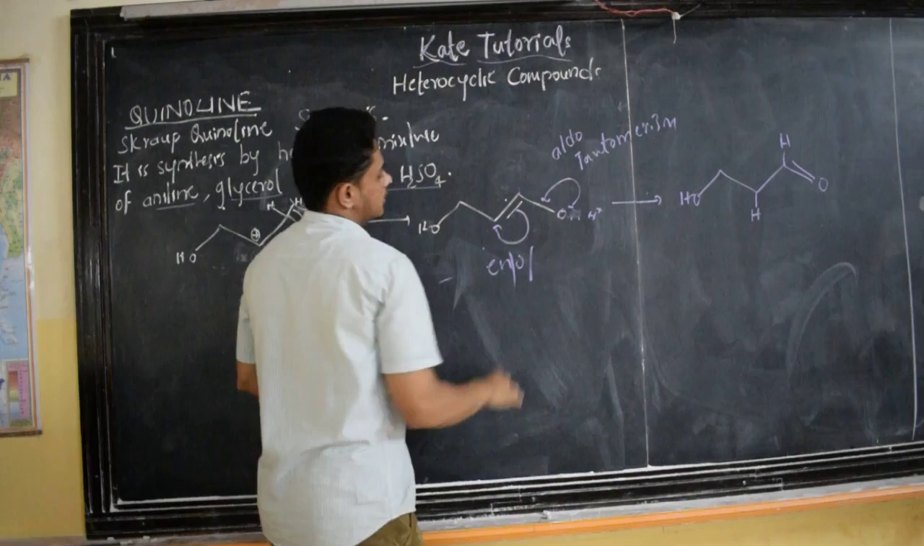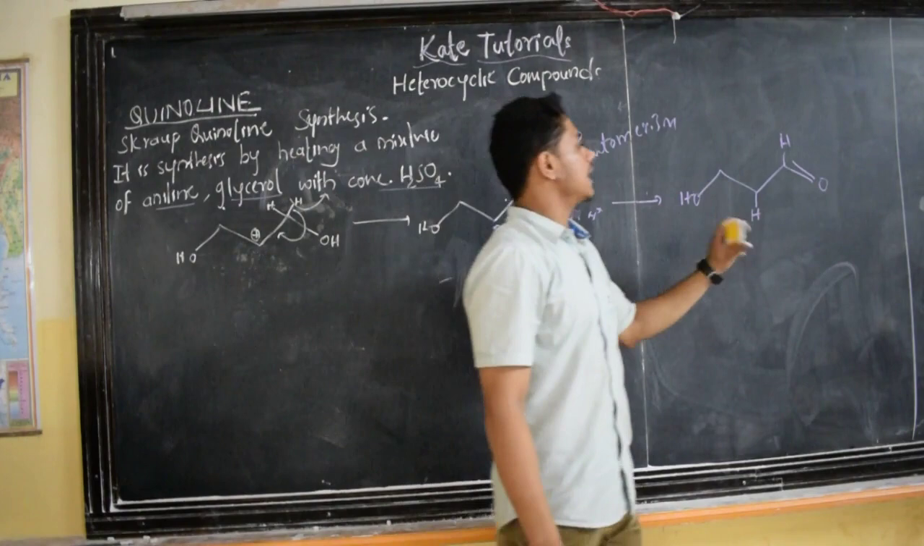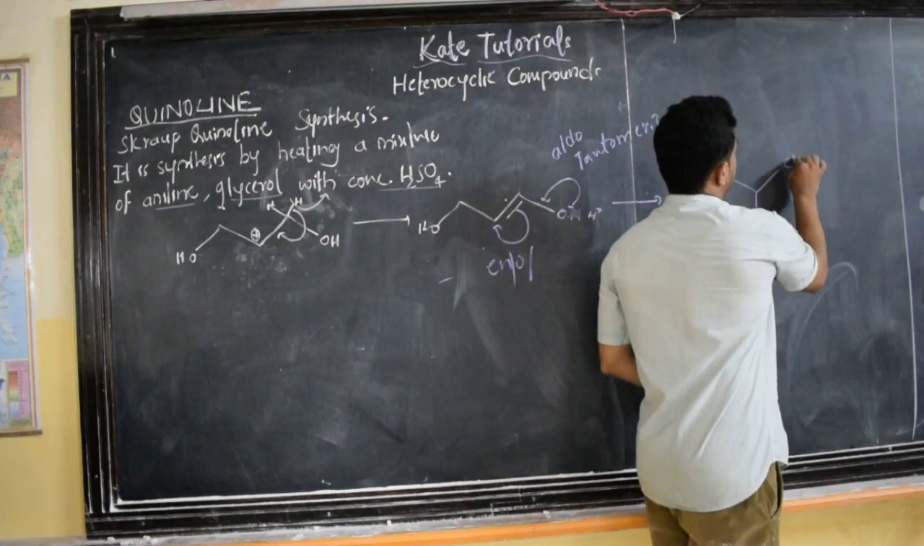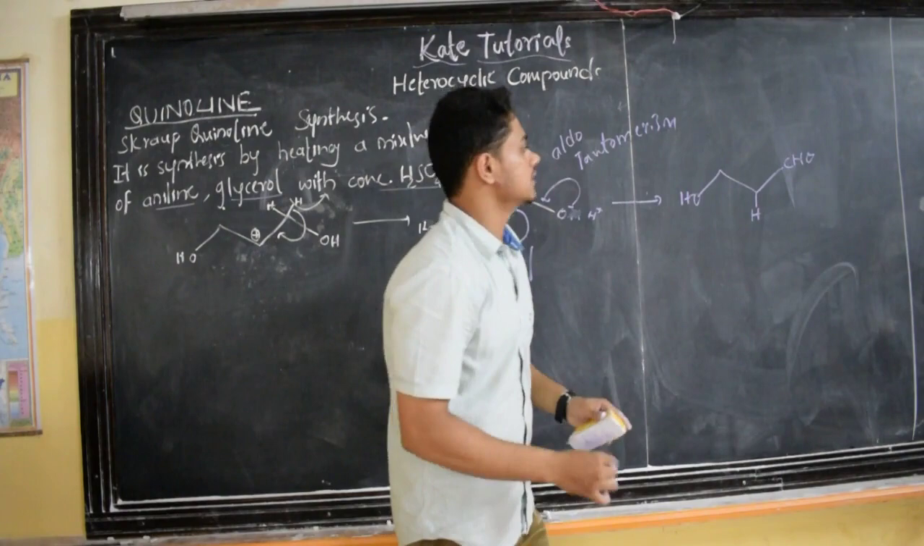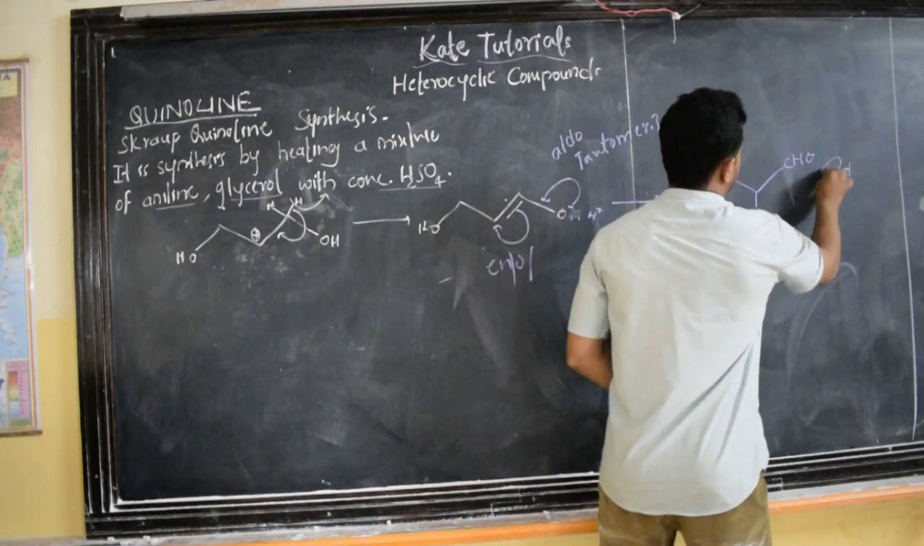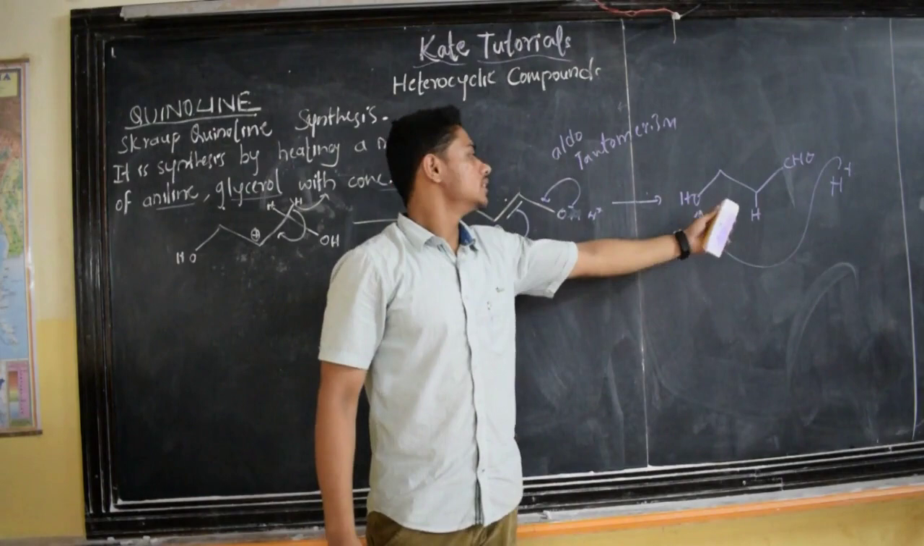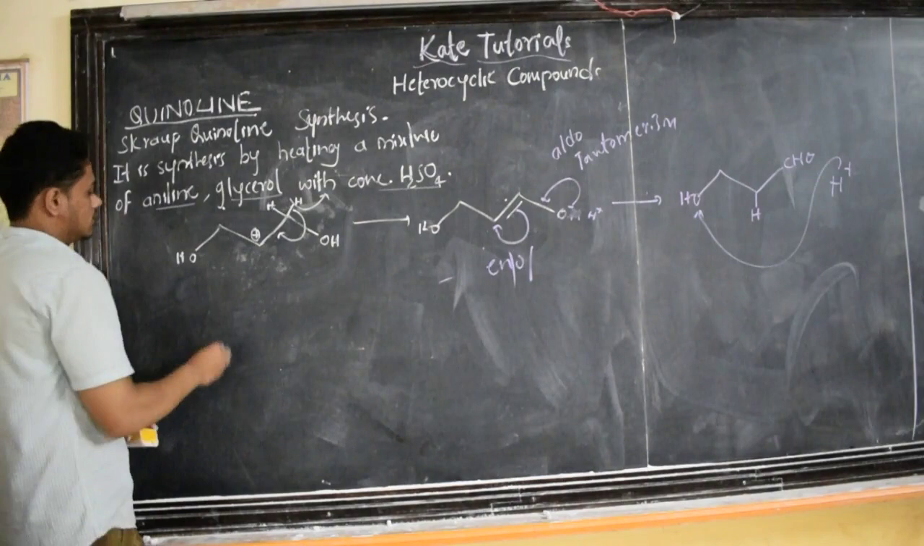So I can write this C double bond O, H as CHO. Instead of writing this much, I can write CHO. No problem, because I can reduce space. And since it is taking place in acidic medium, H plus ion will be there, and this H plus ion is going to attack this oxygen now, because no other oxygens are left. So my next intermediate will be like this.